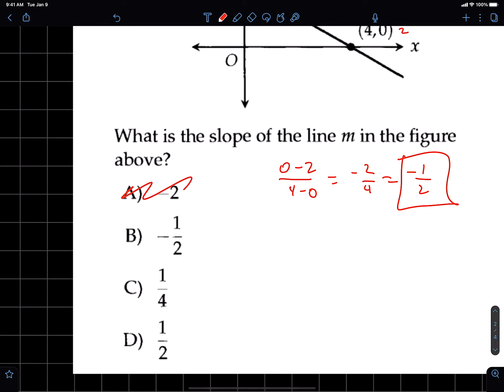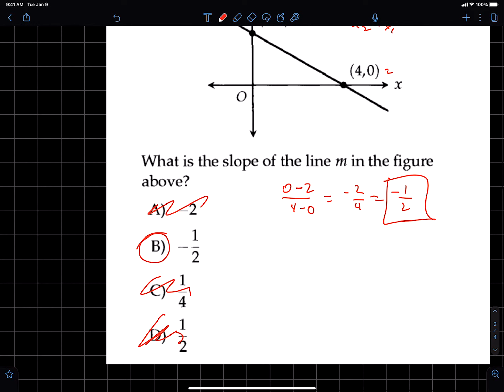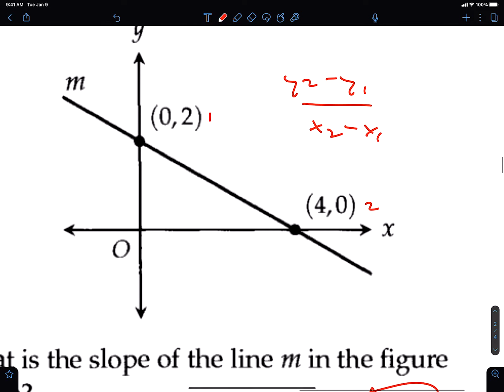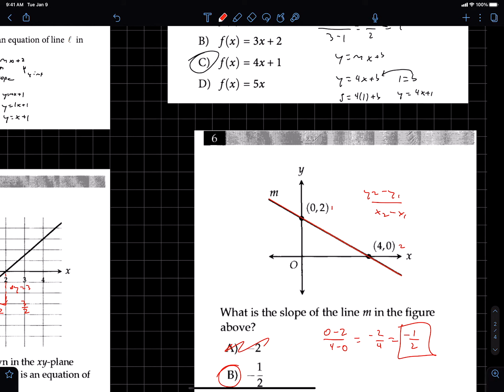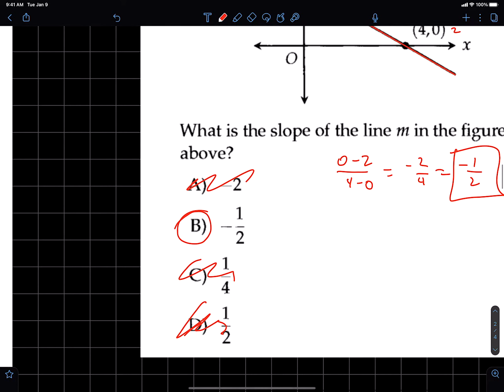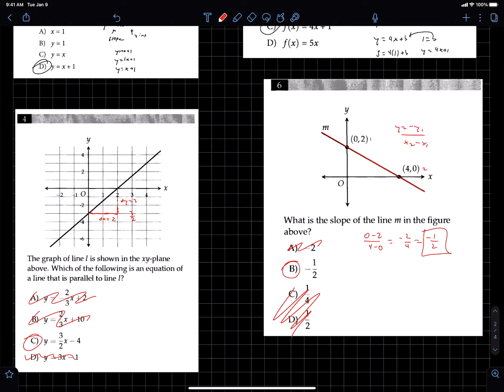Well, now B looks exactly right, right? We have negative 1 half and negative 1 half. This is not the same, and this is not the same. And we can verify this by also noting that this line has a negative slope. So if I were on the SAT and I wanted to save as much time as possible, I could immediately eliminate options C and D because these slopes are positive. And then it would just be between option B or option A.